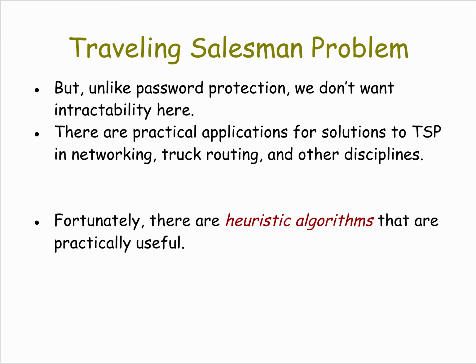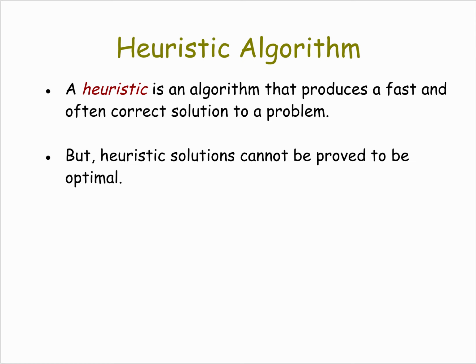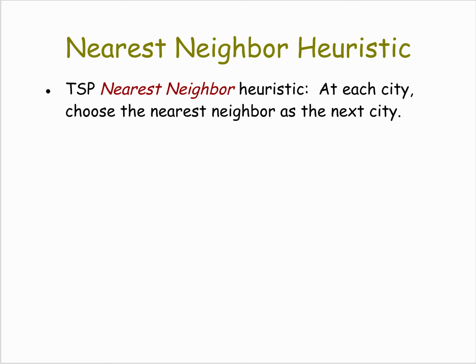Fortunately, there are what are known as heuristic algorithms that we can use to solve this problem in a practical way. A heuristic is an algorithm that produces a fast, correct solution to the problem, but it can't be guaranteed to be optimal. You would get an effective, efficient route through the n cities, but it would not necessarily be the optimal route. And we can look at one example, the nearest neighbor heuristic for the traveling salesman problem.